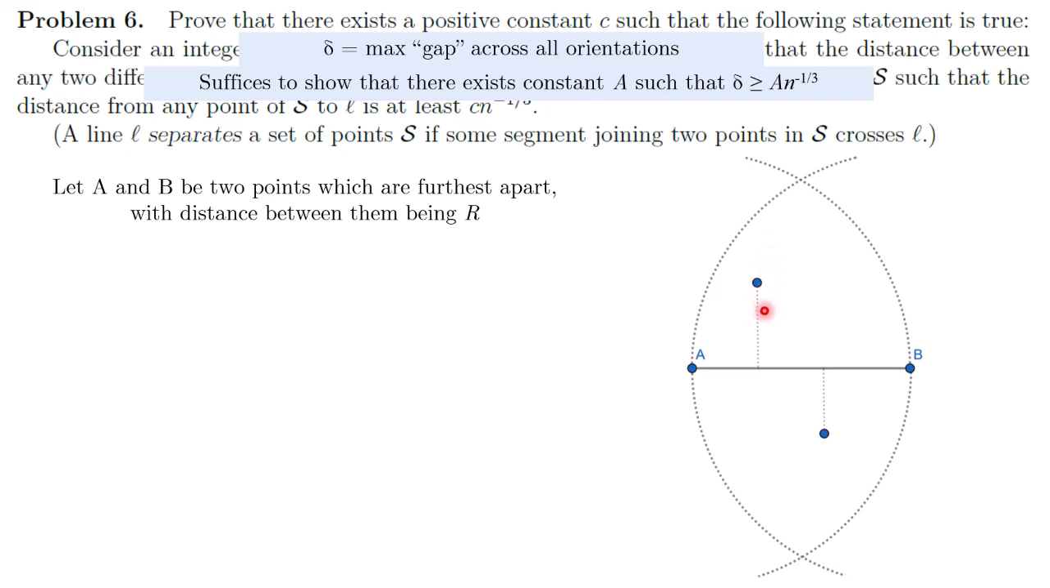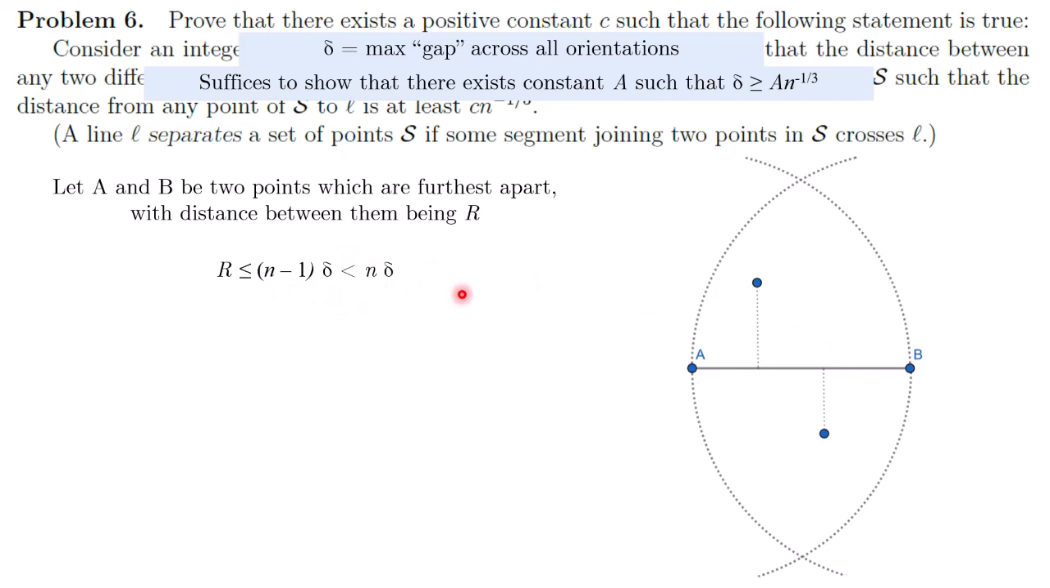Furthermore, we can project all the other points to the direction given by AB. And when we project them, the gaps, by definition, are all less than or equal to delta. This means that the distance r, which is the length of AB here, is less than or equal to n minus 1 delta because there are n minus 1 gaps. This is less than n delta.